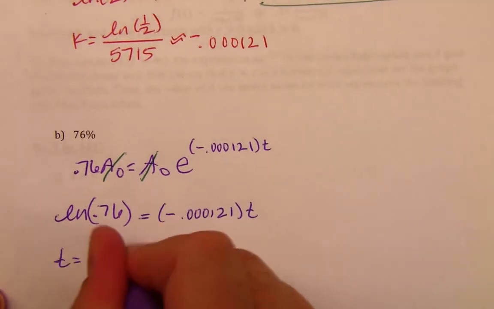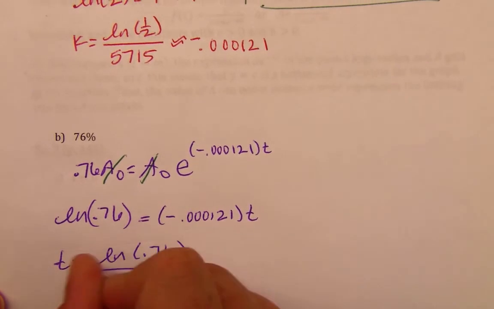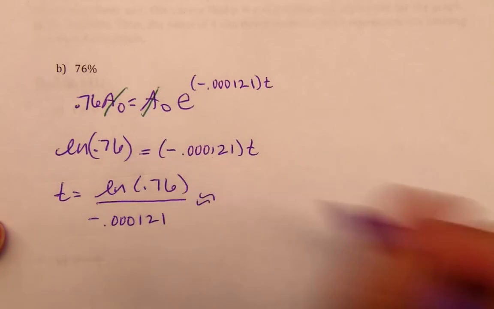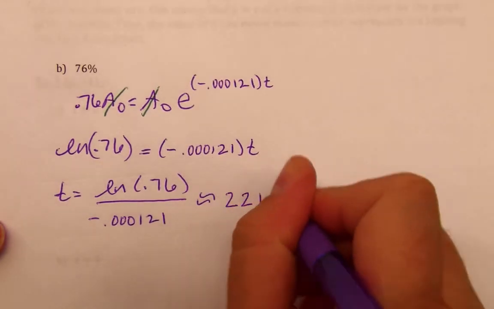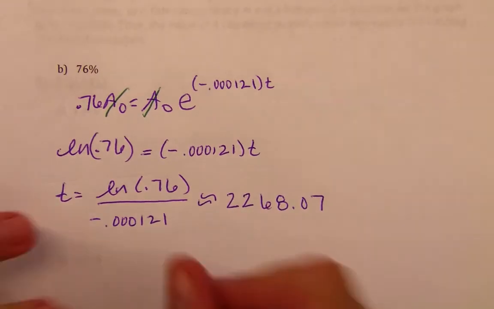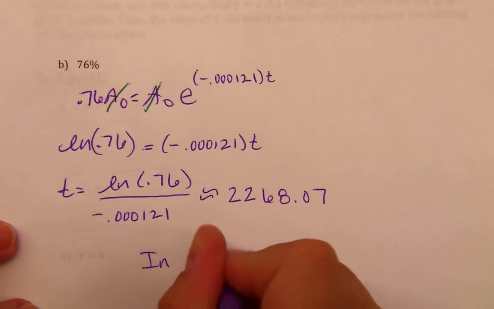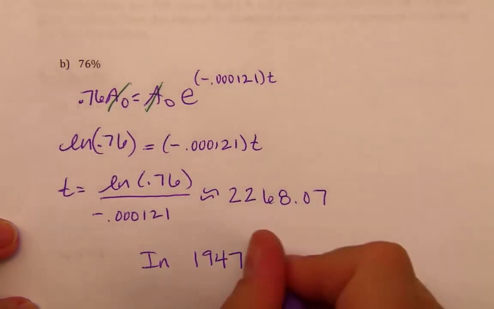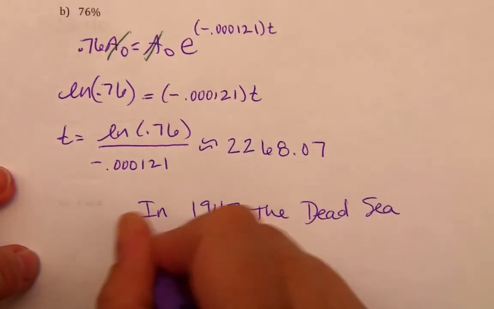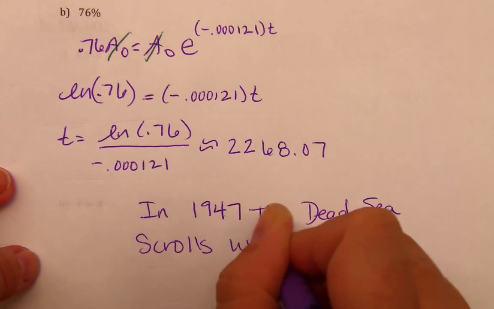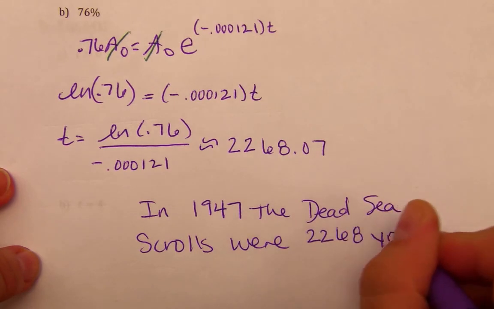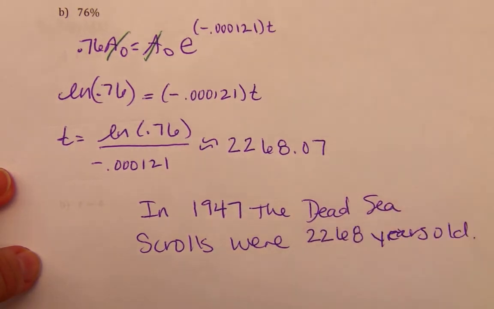So t is going to equal natural log of 0.76 over negative 0.000121. And plugging that in our calculator, we're going to get 2268.07. So rounding, we can say that in 1947, like the question said, the Dead Sea Scrolls were 2,268 years old. And that's our answer.